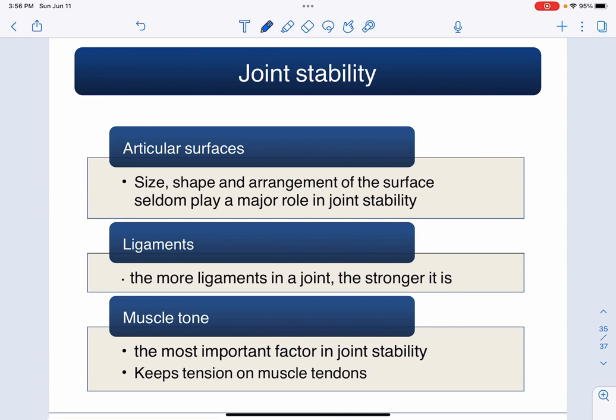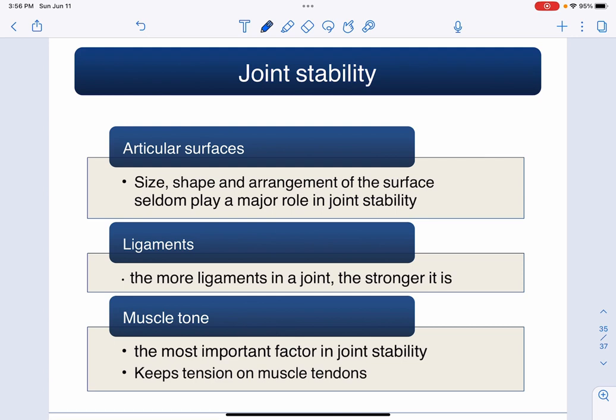And it turns out that the surfaces of joints, whether it's a ball and socket joint or any of the different types of joints that we have, this type of arrangement of a joint really rarely plays a role in stability. So sometimes you think that the way two bones fit together might provide some stability, but in fact that has little to do with the stability of the joint.